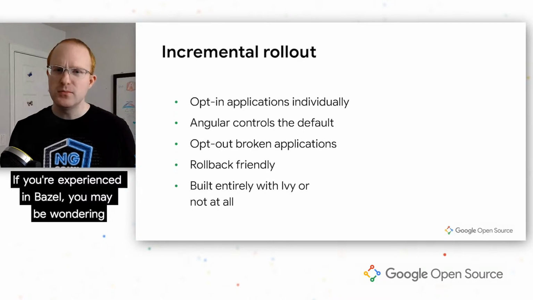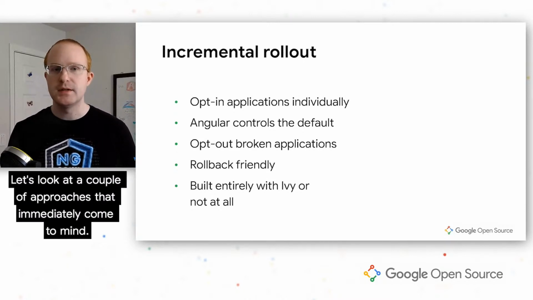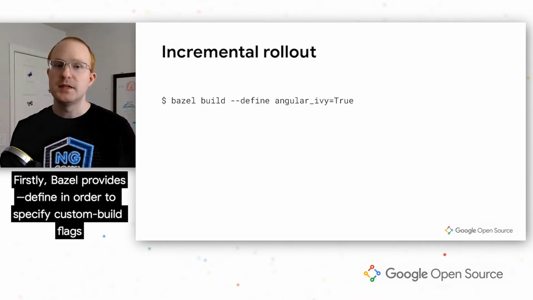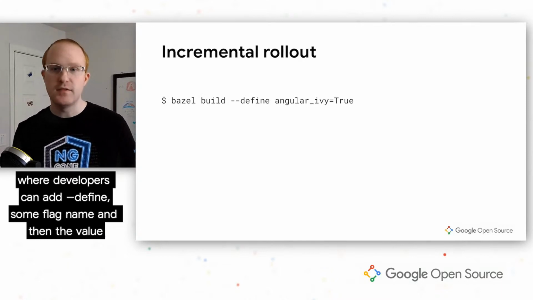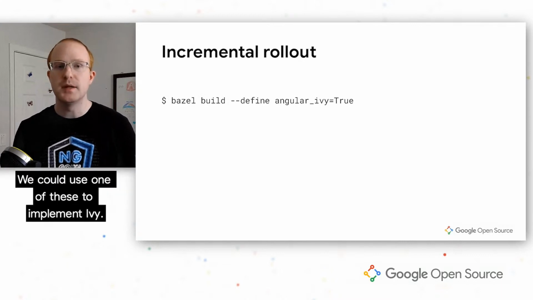And if you're experienced in Bazel, you might be thinking about how you could implement this rollout. So let's look at a couple approaches that immediately come to mind. Firstly, Bazel provides --define in order to specify custom build flags, where developers can add --define, some flag name, and then the value, and you can read this at build time in Starlark. We could use one of these to implement Ivy.